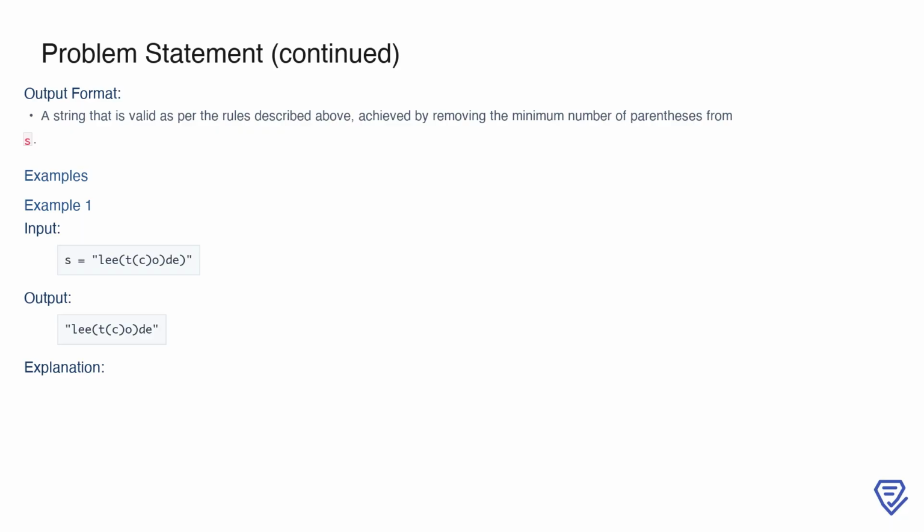To clarify this with an example, consider the string S equals li, t, c, o, d. The output here is li, t, c, o, d. The explanation lies in the fact that the last closing parenthesis at index 13 is unmatched. Removing this parenthesis gives us a valid string where every remaining opening parenthesis has a matching closing parenthesis.